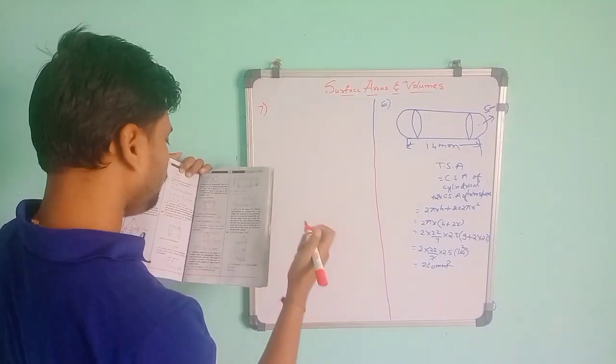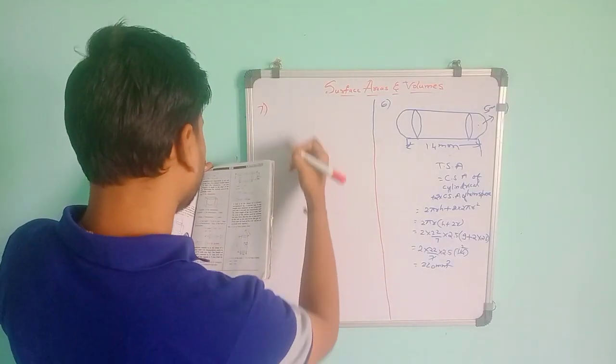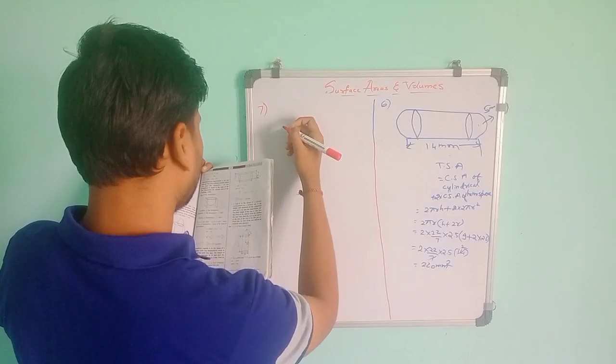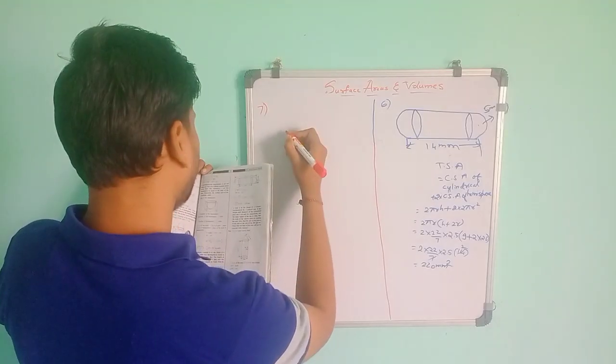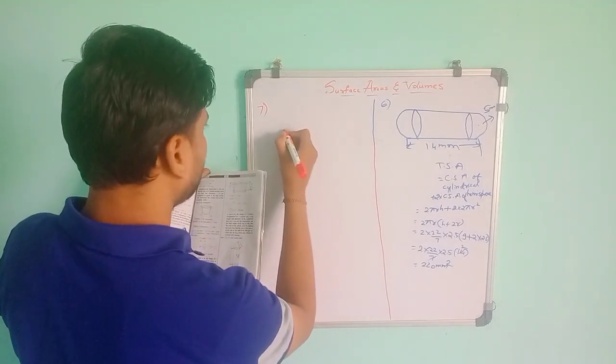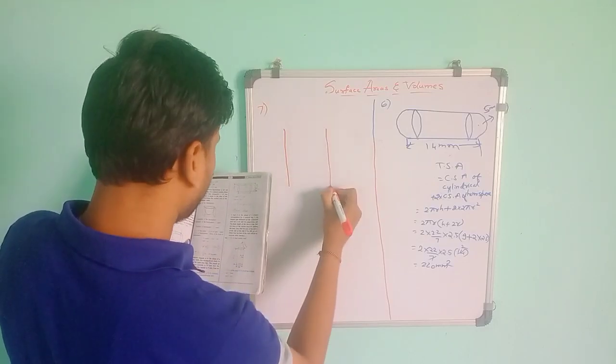So a tent is in the shape of a cylinder, so the cylinder is in the tent.